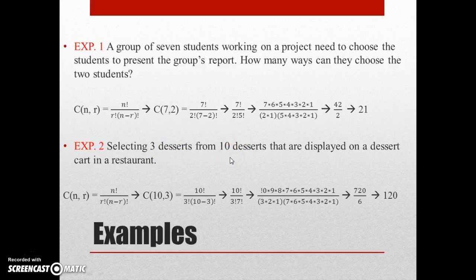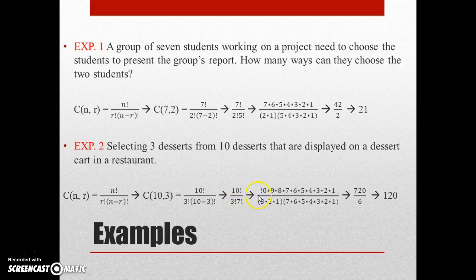This is a combination because we can see that order does not matter. It does not matter which dessert you choose first. You're still selecting 3. So our r is 3, and we plug it in. We get 10 factorial over 3 factorial times (10 minus 3) factorial. So we get 10 factorial over 3 factorial times 7 factorial.